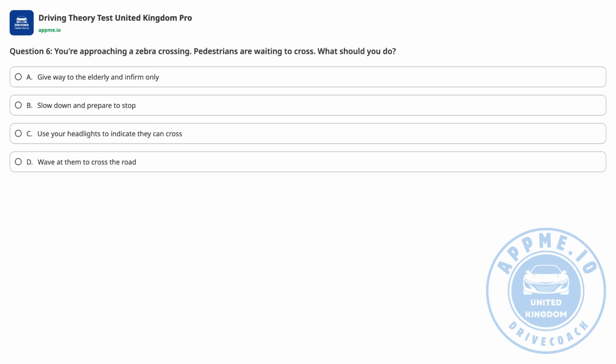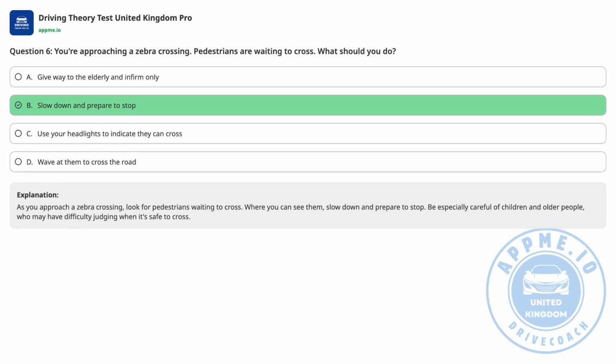Question 6. You're approaching a zebra crossing. Pedestrians are waiting to cross. What should you do? A. Give way to the elderly and infirm only. B. Slow down and prepare to stop. C. Use your headlights to indicate they can cross. D. Wave at them to cross the road. The correct answer is B.